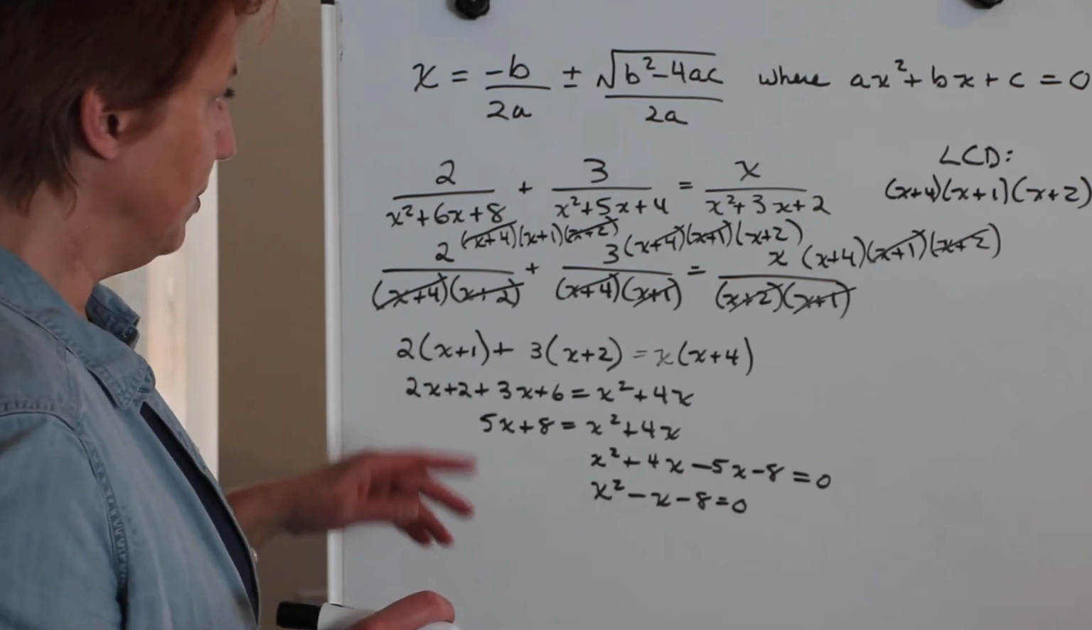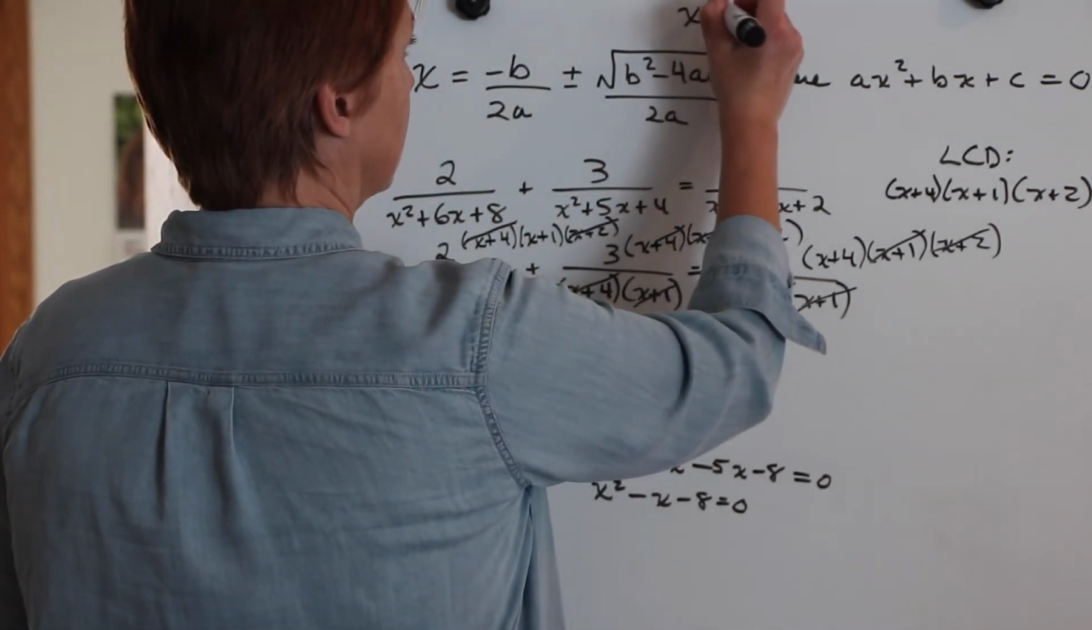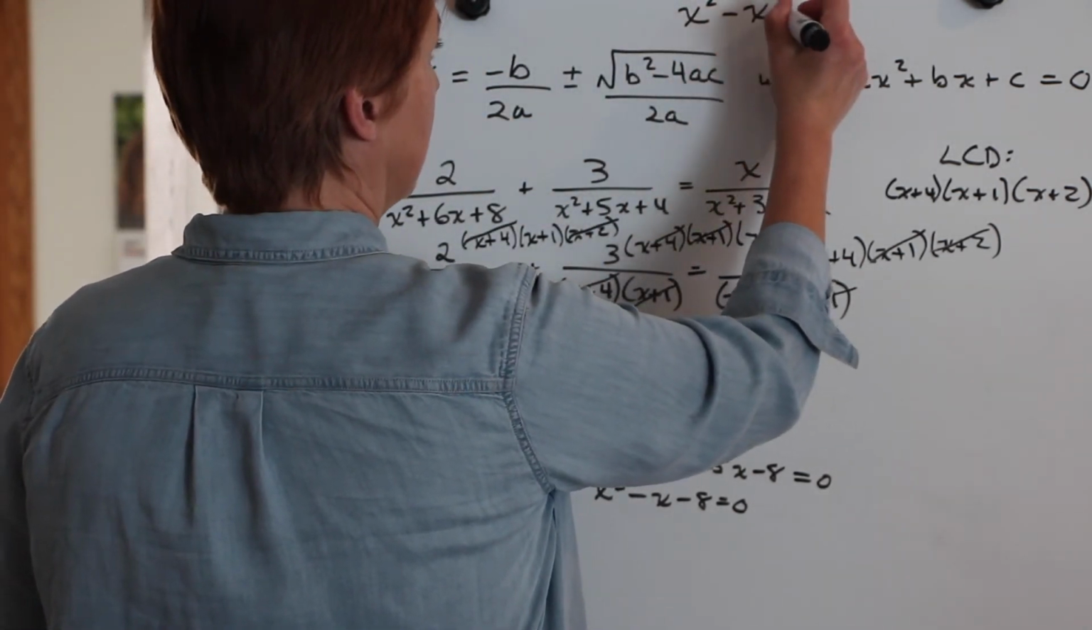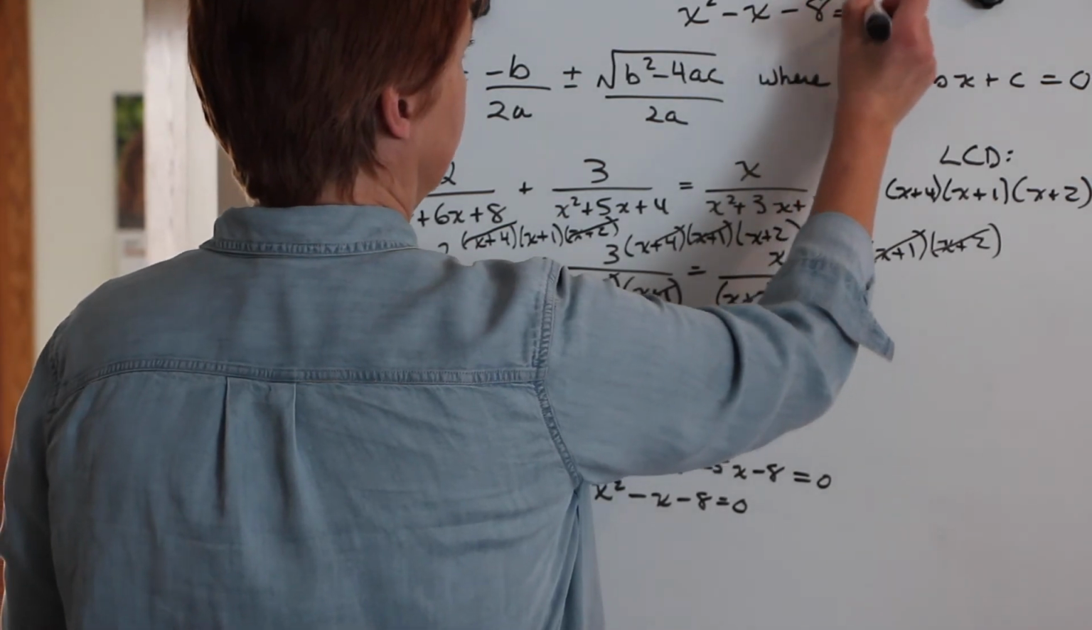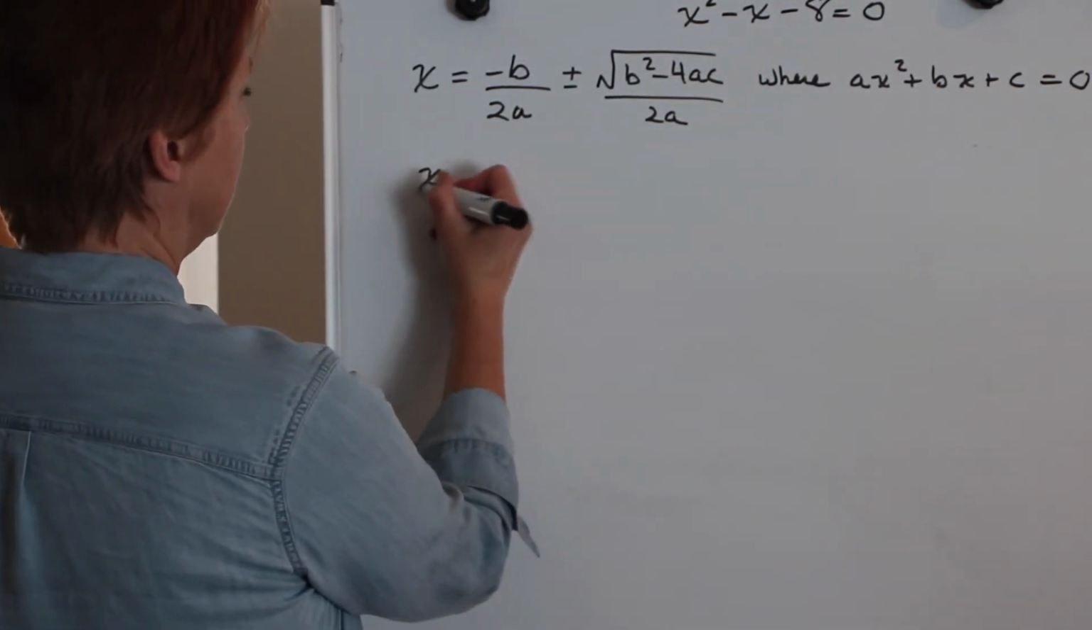Now I'm going to run out of room, so I'm going to erase all this stuff. Here's what we're solving: x squared minus x minus 8 equals 0. Okay, the quadratic formula is right there. So here's how we set it up.